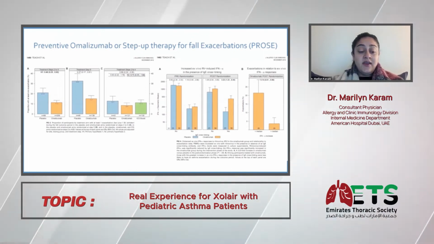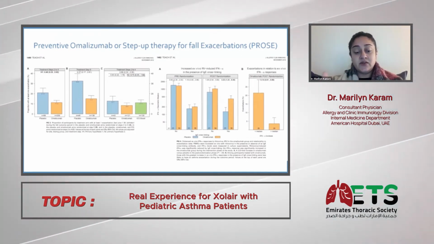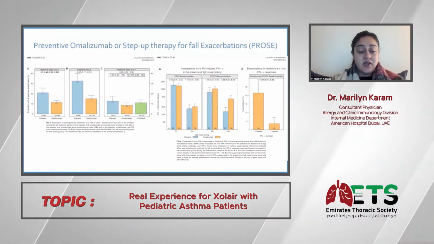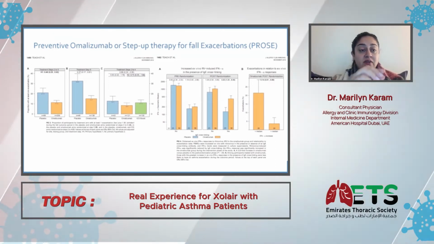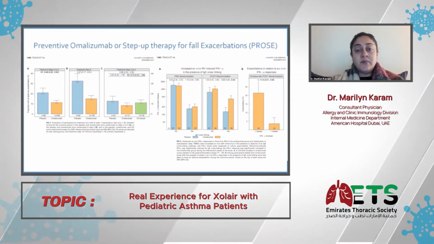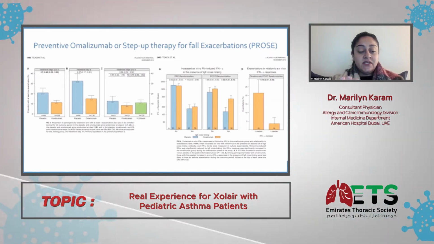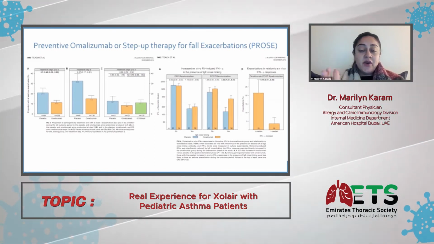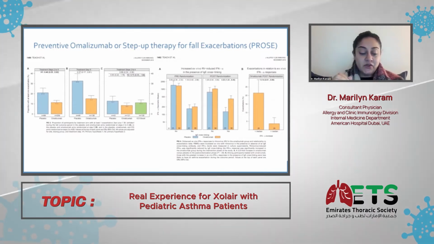So we all have seen a seasonal peak in asthma exacerbation rates in the fall, and we've always attributed this to kids going back to school. So it's really both an increase in allergen and an increase in virus exposure. So in this specific study, the PRO study, which is the preventive omalizumab or step-up therapy for fall exacerbations, this was a study that looked at 513 kids with mild and severe asthma. And they were given an injection of omalizumab over the 4 to 6 weeks before going back to school.